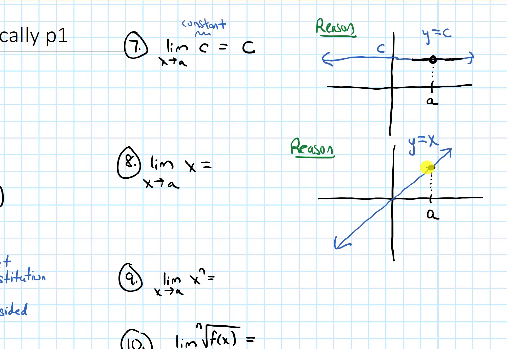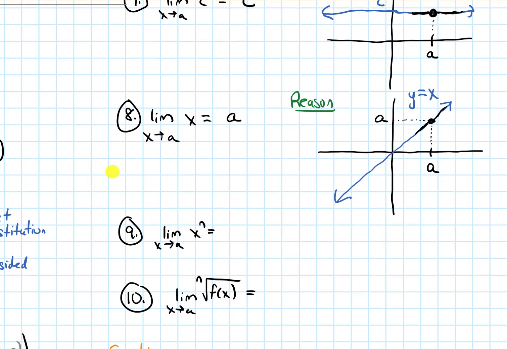When I plug a into this equation, y equals x, I know that the y value is also going to be a. So now when we talk about this limit, as x approaches a from the left, the y values definitely approach a. From the right, the y values also approach a. So this limit is just a. Notice ultimately what 8 is saying is that when you have the limit as x approaches a, and your function is just x, we can essentially just plug the a in for the x, and that gives us a. But this picture gives us a graphical reason for why that is.